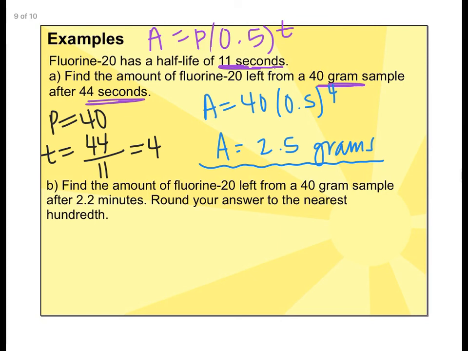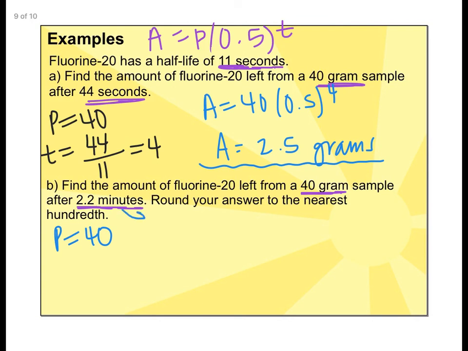All right, part B: find the amount of fluorine 20 left from a 40-gram sample after 2.2 minutes. So again, starting with that 40-gram sample, after 2.2 minutes passed, round your answer to the nearest hundredth. So the half-life of fluorine 20 is still 11 seconds. P here is still 40 grams, so we're starting with the same amount. Here you have to be careful. They say after 2.2 minutes, but our half-life is in seconds. So we need to work in the same units here.